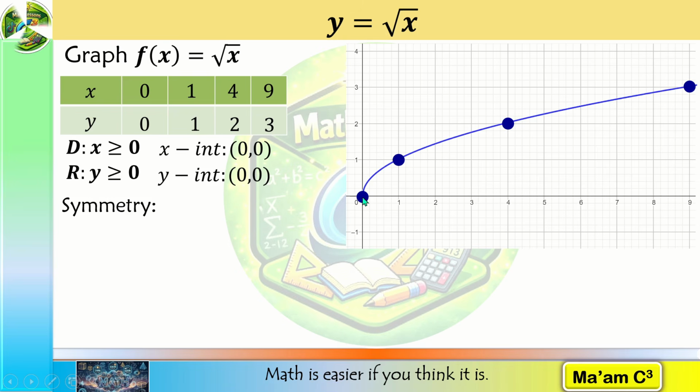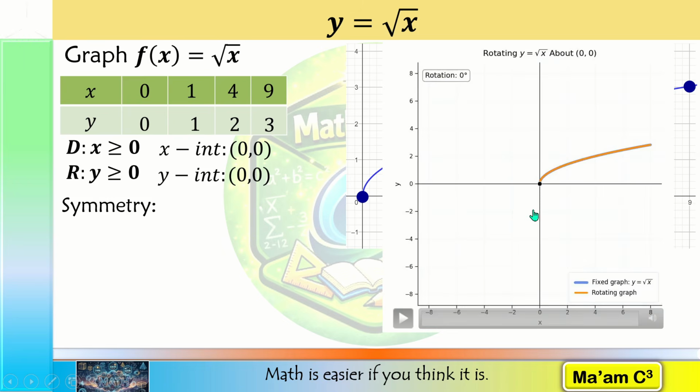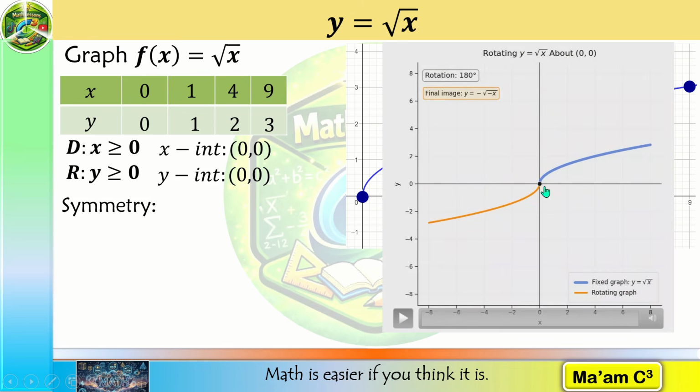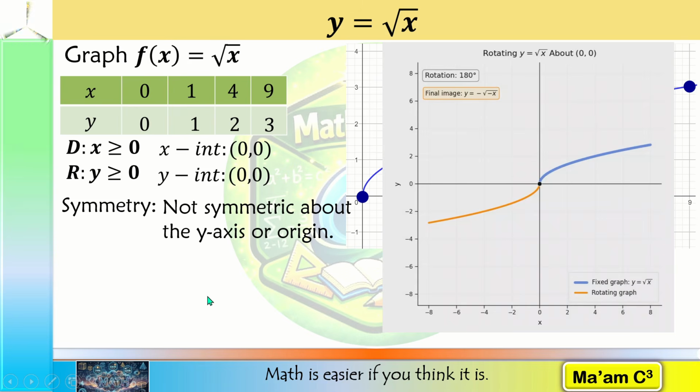How about, is it symmetric with respect to the origin? Meaning if we rotate our graph 180 degrees, it will still end up this way. Let us see that. So here is our graph. Let us rotate that 180 degrees. And no, it doesn't end up like the original graph. So this is also not symmetric with respect to the origin. Not symmetric about the y-axis or the origin. It means this is neither an even nor an odd function.